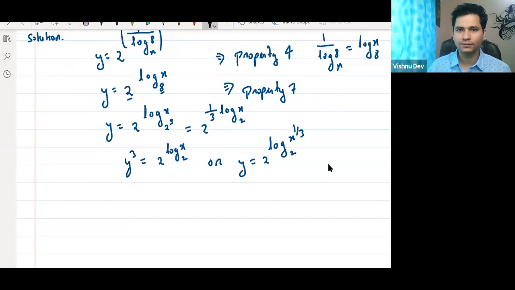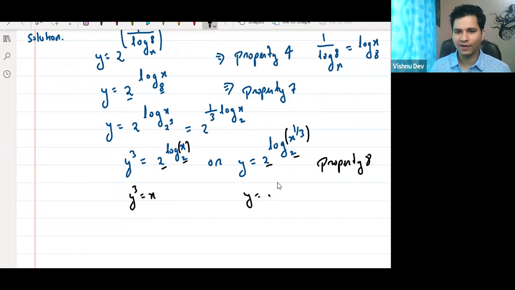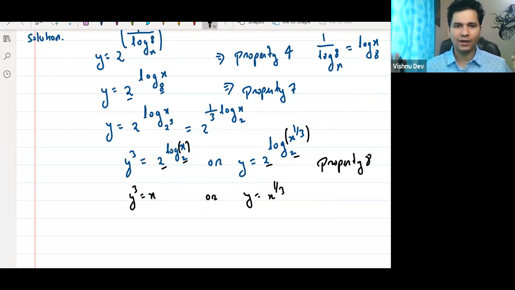Because this and this are the same. In this case also, this and this are the same. So this can be written as either y cube is equal to x or y is equal to x to the power 1 by 3. Both are the same. So that is your answer. Anyone have any doubt in this?